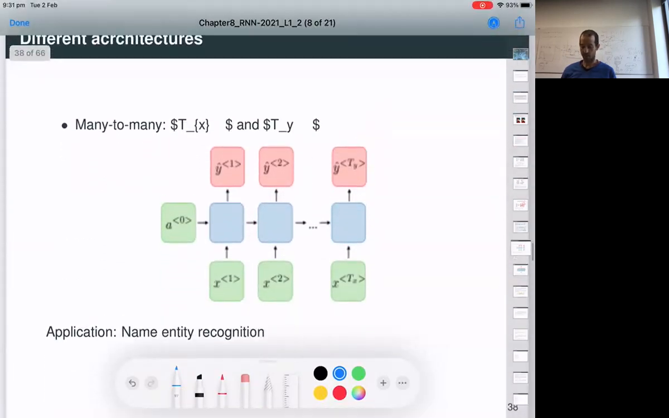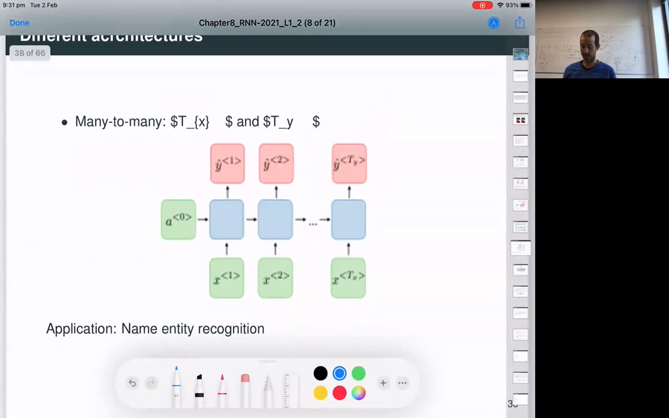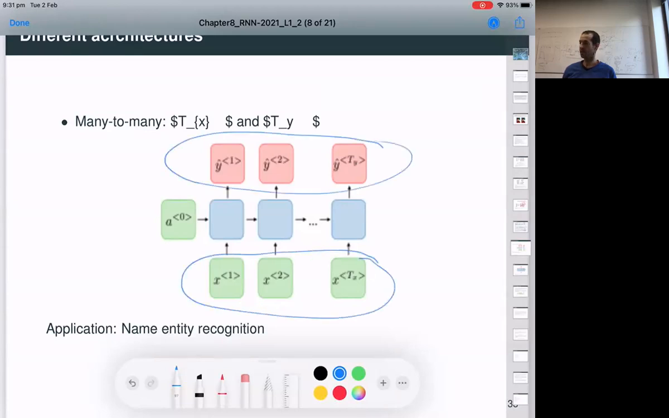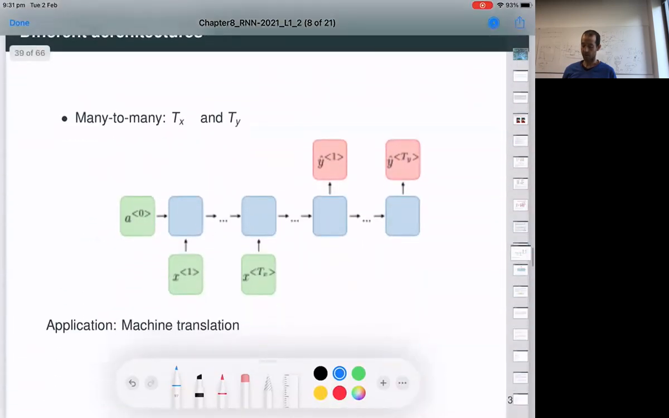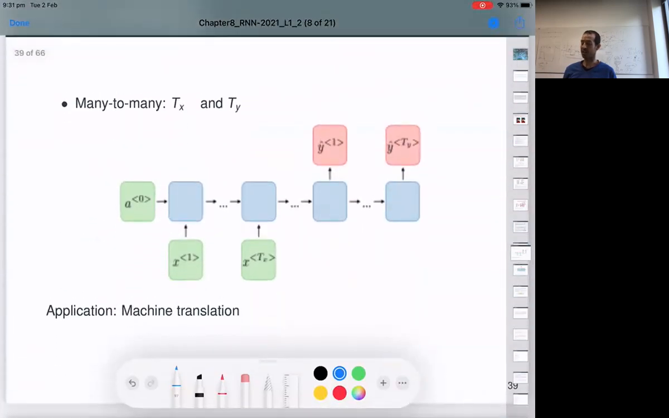Okay, and so very bad. I don't know if I have a good slide. Oh my god, this one. Many-to-many. Yes, this is a good point. What I wanted is Tx equal to Ty, so the same number of inputs and outputs. And this is also called many-to-many.